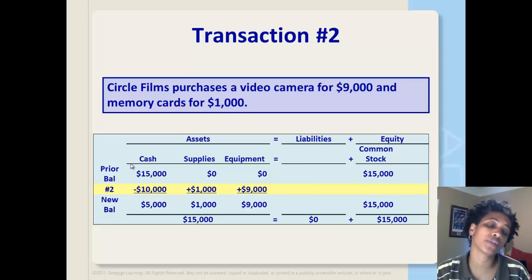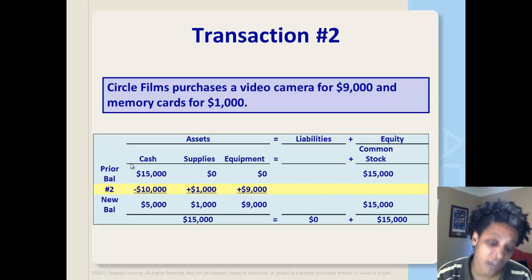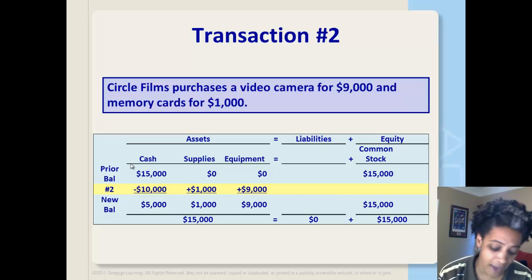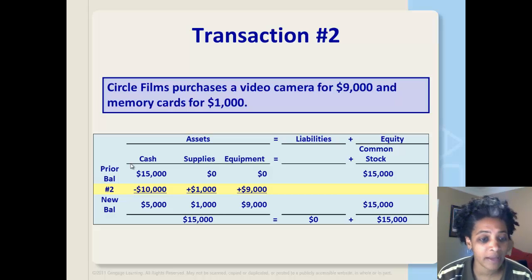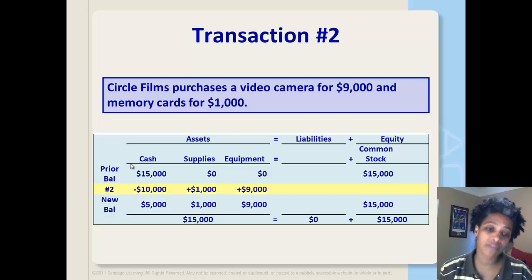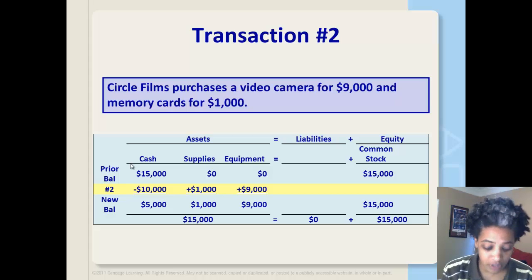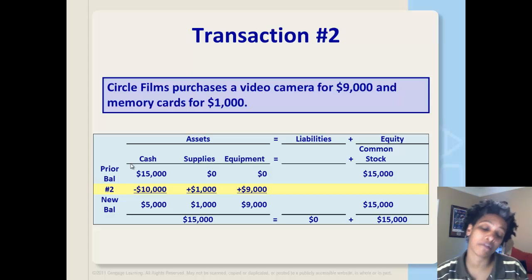So now let's continue with Circle Films, but with a separate transaction. Now let's say that they're going to exchange one asset for another asset. So they're going to exchange cash for equipment and supplies. So both assets are increasing and decreasing by $10,000. So they're paying $10,000 cash for $1,000 in supplies and $9,000 in equipment. So the net effect is no change in total assets.